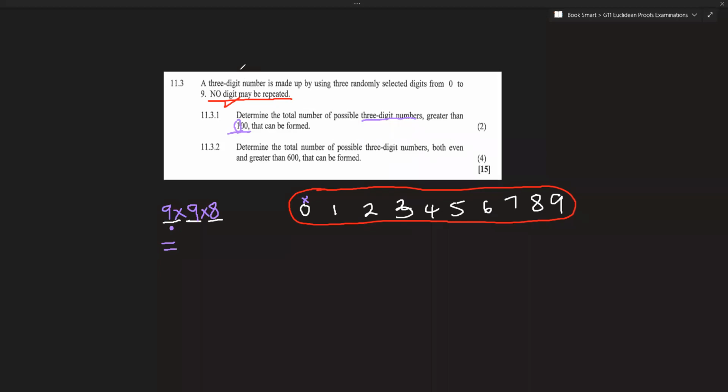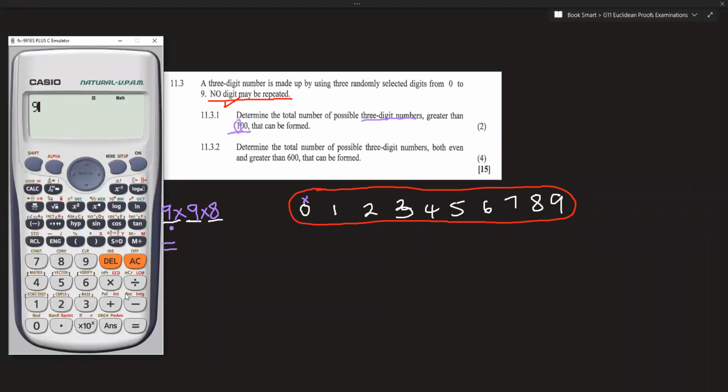Let's check on a calculator quickly. So we have 9 multiplied by 9 multiplied by 8, giving us 648. So the answer is 648 possible 3-digit codes that are going to be bigger than 100. And then we're done with this question.